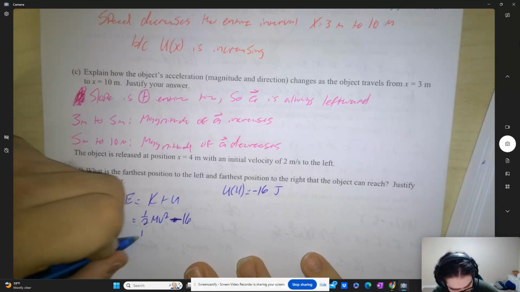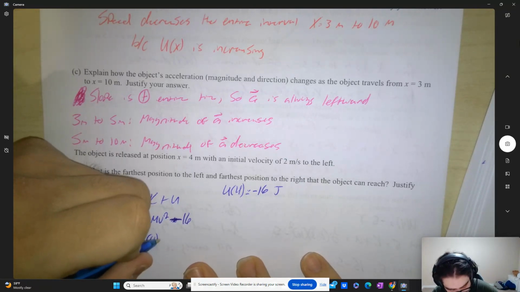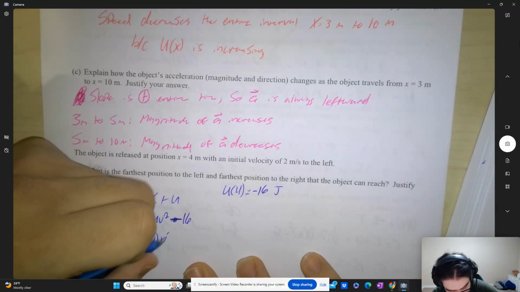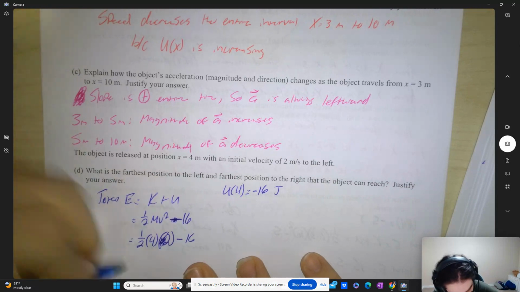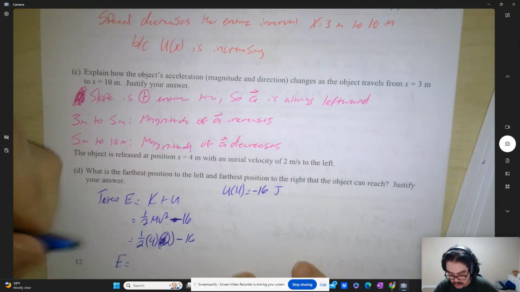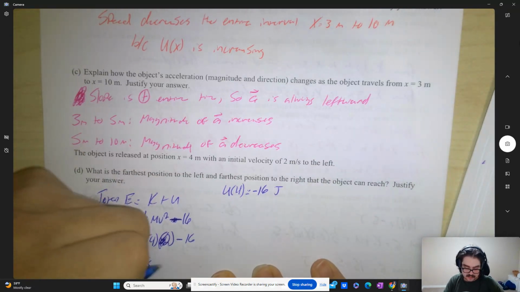Okay, and then calculate everything out. 1/2 the mass of the object is 4. The velocity we're given is 2. Sorry, I'm making a huge mess here. And the total energy you'll end up getting is negative 8 joules.